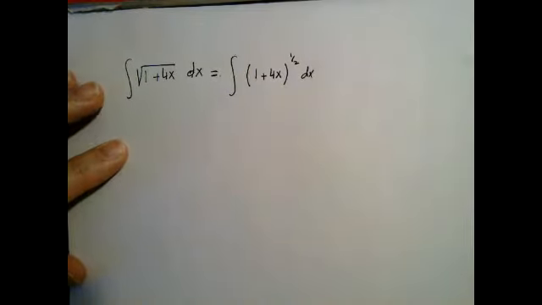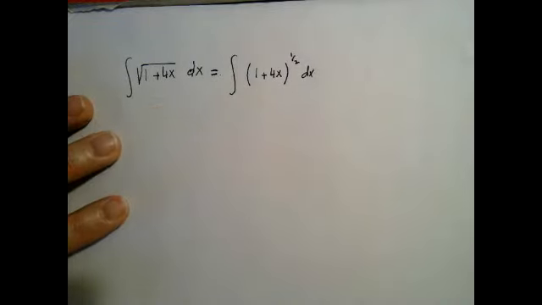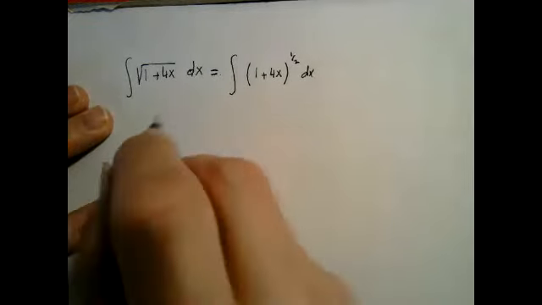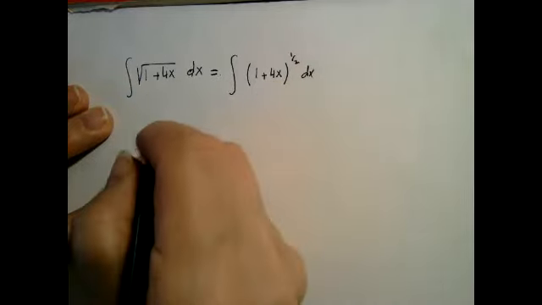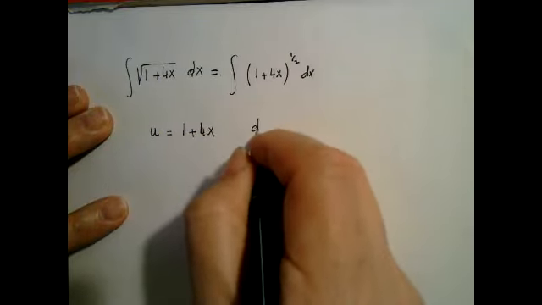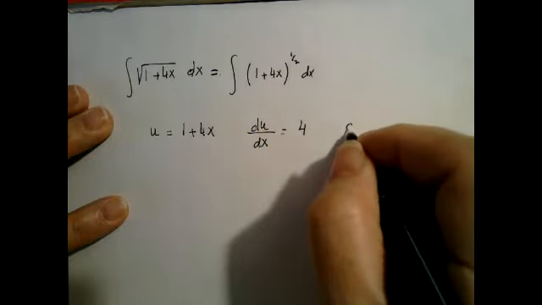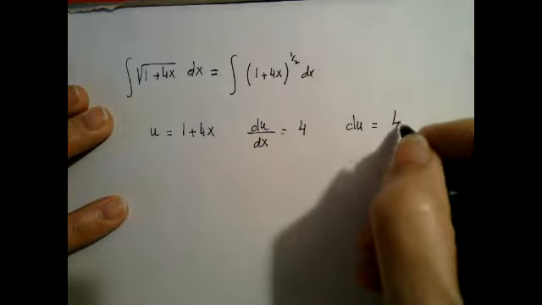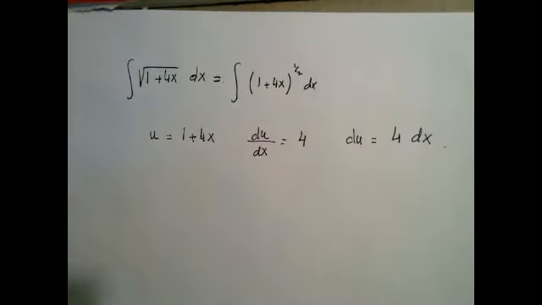Definitely, we have an inside function. We don't have x to the power 1/2, we have 1 + 4x to the power 1/2. That immediately tells me I have an inside function, so I'm going to set it as my u. Its derivative, we know, is 4, which is not a big deal because it's a constant. So u is 1 + 4x, my derivative is 4, and my du is 4 dx. I stop here, and if I need any adjustment, I will do it later.